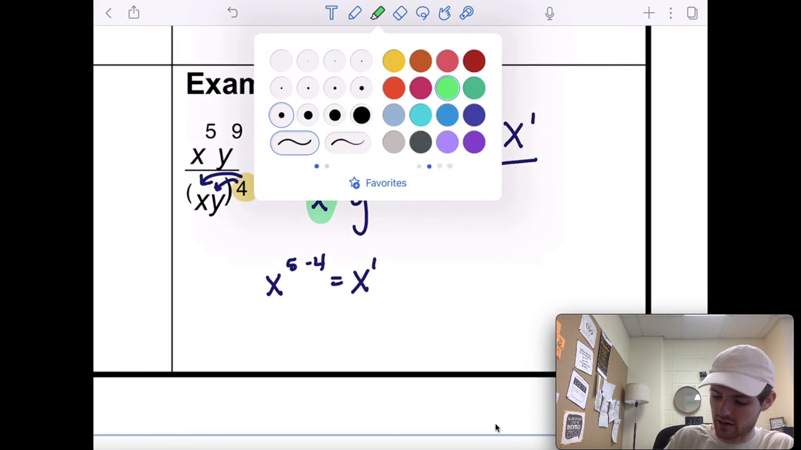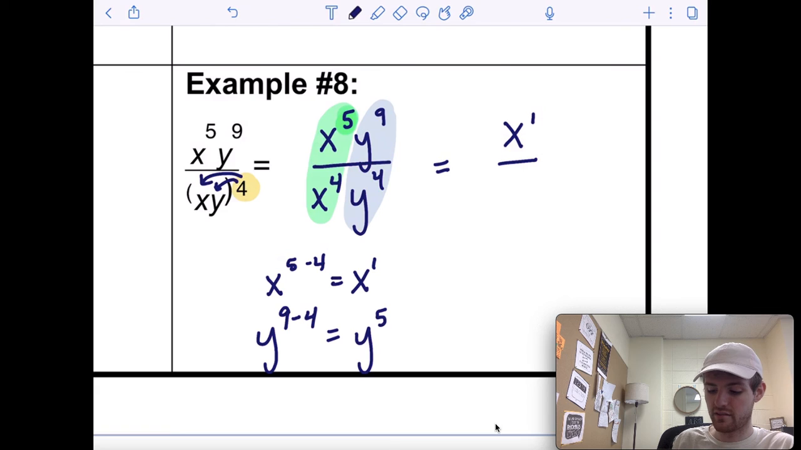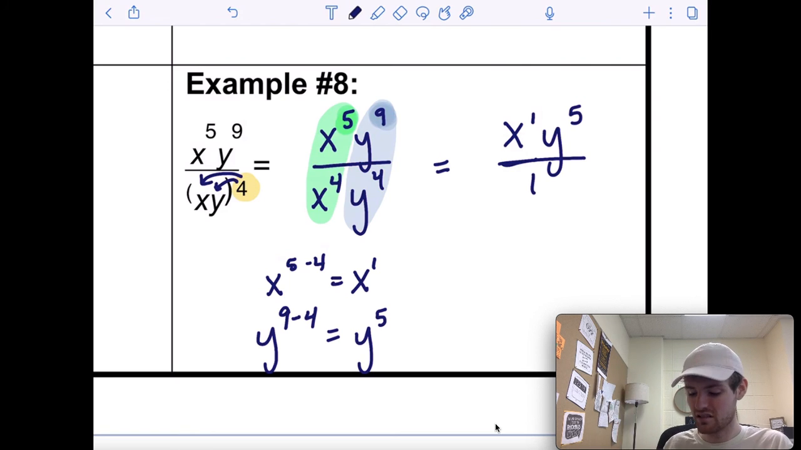Then we can look at the y's. Well, the bigger one is 9, so 9 minus 4 is going to be y to the 5th. The bigger exponent is also in the numerator, so I put y to the 5th in the numerator. That means I'm left with a denominator of 1, but when we write our final answer, we'll just write it as x times y to the 5th power.